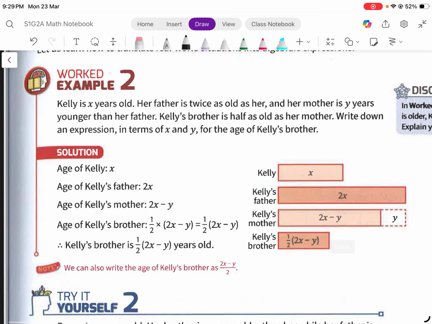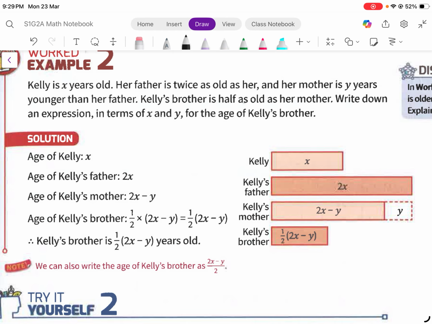Okay, so moving on to word problems. Now, Kelly is X years old. Her father is twice as old as her. Her mother is Y years younger than her father. Kelly's brother is half as old as her mother. Wow, there's a lot of information. Write down an expression in terms of X and Y for the age of Kelly's brother.